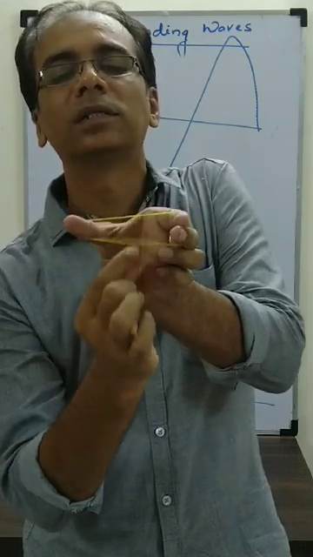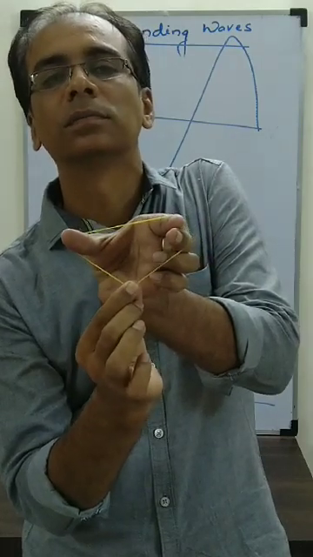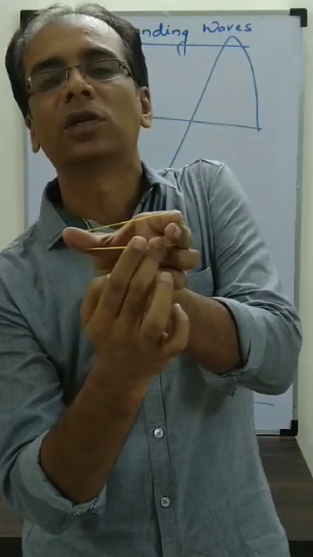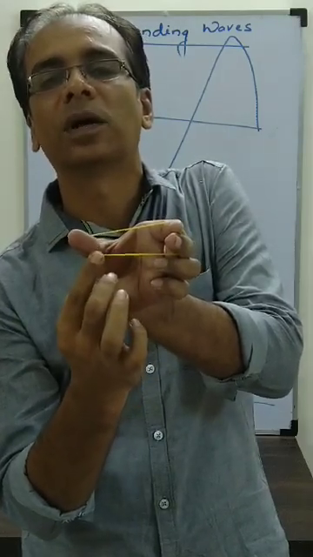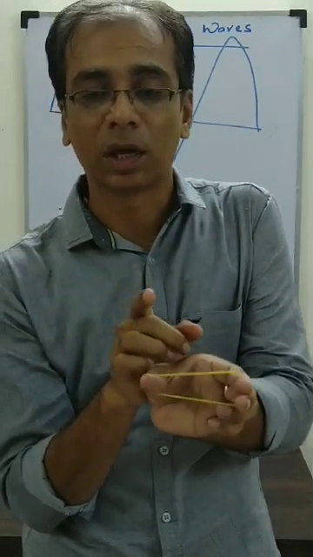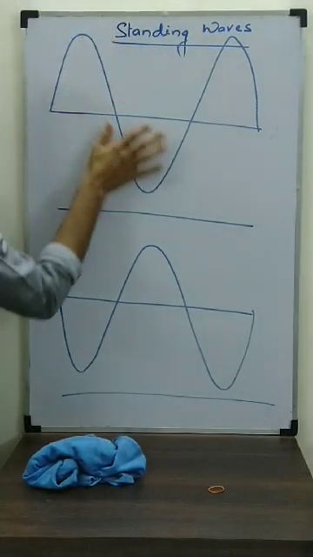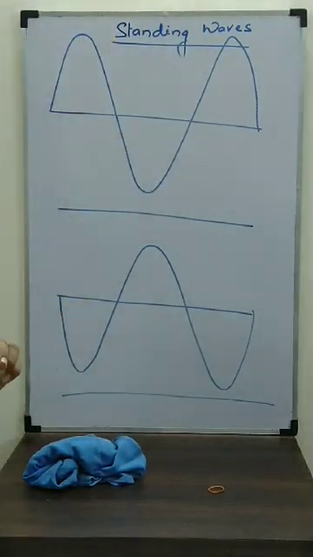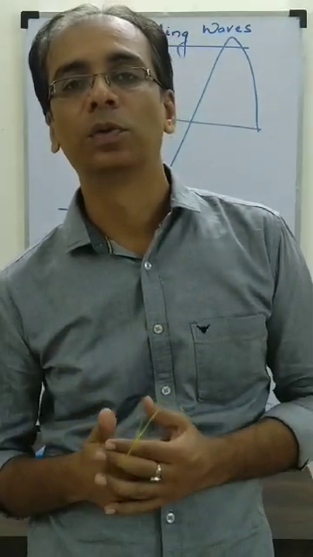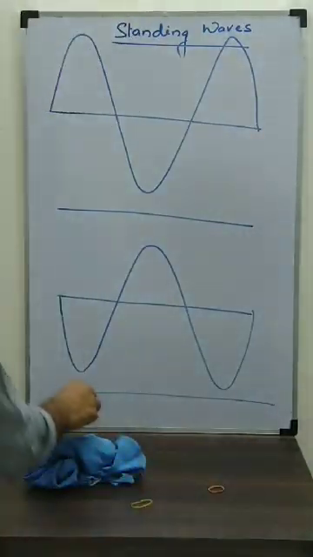So all the particles of this string together are moving. Either they are going down together or they are going up together. It's not that half of the string particles are going up and half are going down, which was happening in the case of a progressive wave. What was happening in the case of a progressive wave? Some particles were going up, some particles were going down at the same time. But in standing waves, all the particles of the loop together move up or together move down.